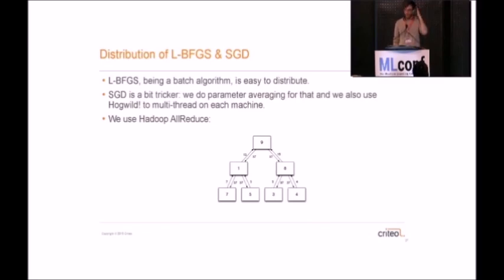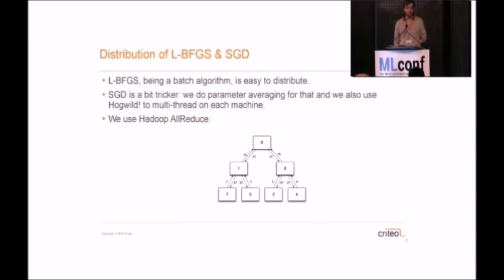Because you do many more updates, you have to synchronize much more often. What we do is synchronize not too often, and then we do parameter averaging between nodes to get a global model. And this works well for us because we use SGD only as a warm start for L-BFGS. So even if the distribution is really approximate, we still get good performance.